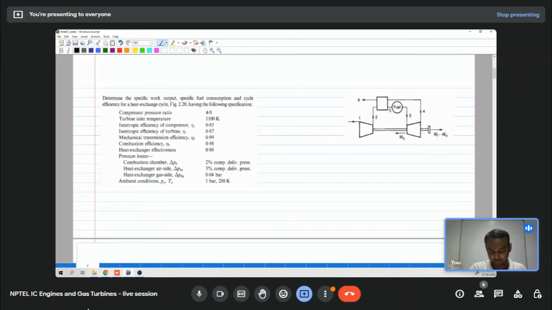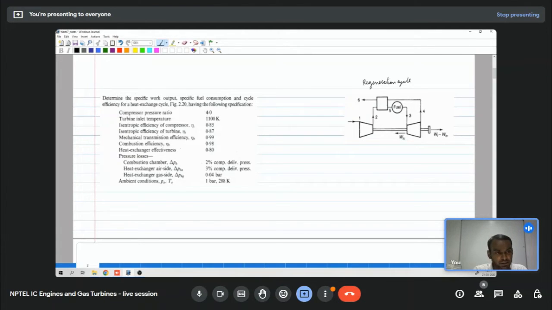So in the first problem, we have to determine the specific work output, specific fuel consumption and cycle efficiency of a heat exchange cycle as shown in the figure. So this is a regeneration cycle, having the following specification: compressor pressure ratio is given as 4.0, turbine inlet temperature is 1100 Kelvin, isentropic efficiency of the compressor is given, isentropic efficiency of turbine is also given, mechanical transmission loss is given.